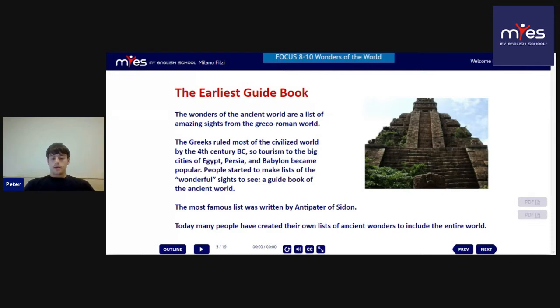But in this text, we can see an example of a passive. Can you identify the passive in the text? The passive in the text is: the most famous list was written by Antipater of Sidon.